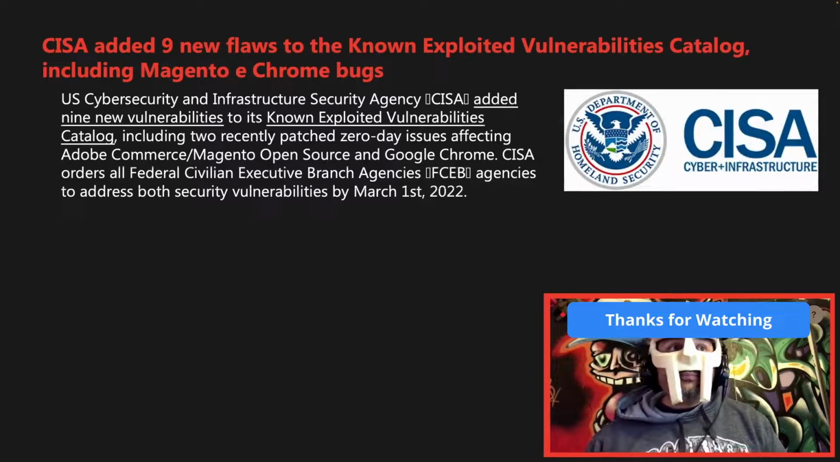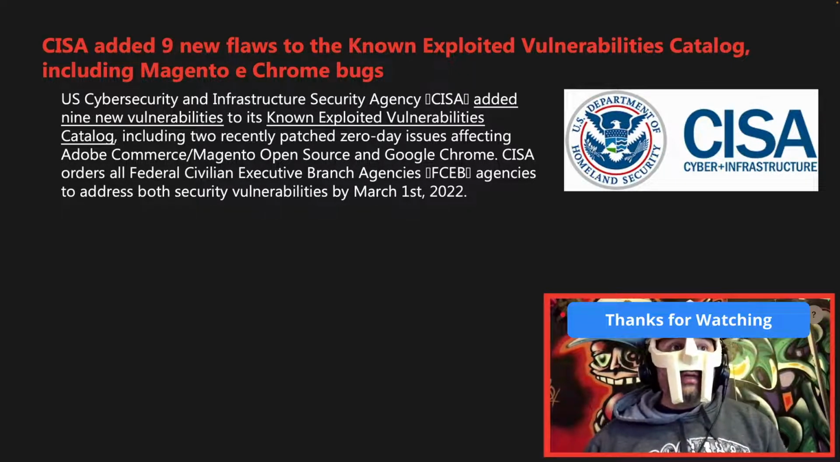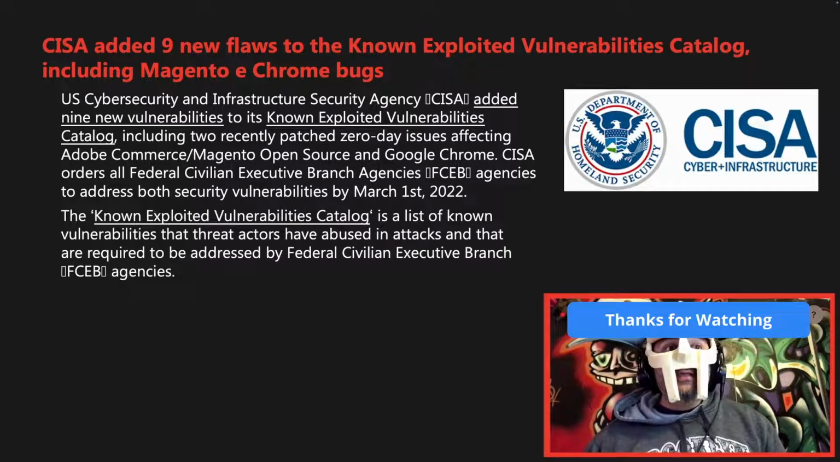The U.S. Cybersecurity and Infrastructure Security Agency added 9 new vulnerabilities to its Known Exploited Vulnerabilities Catalog, including 2 recently patched zero-day issues affecting Adobe Commerce, Magento Open Source, and Google Chrome. CISA orders all federal civilian executive branch agencies to address both security vulnerabilities by March 1st, 2022. The Known Exploited Vulnerabilities Catalog is a list of known vulnerabilities that threat actors have abused in attacks and that are required to be addressed by federal civilian executive branch agencies.